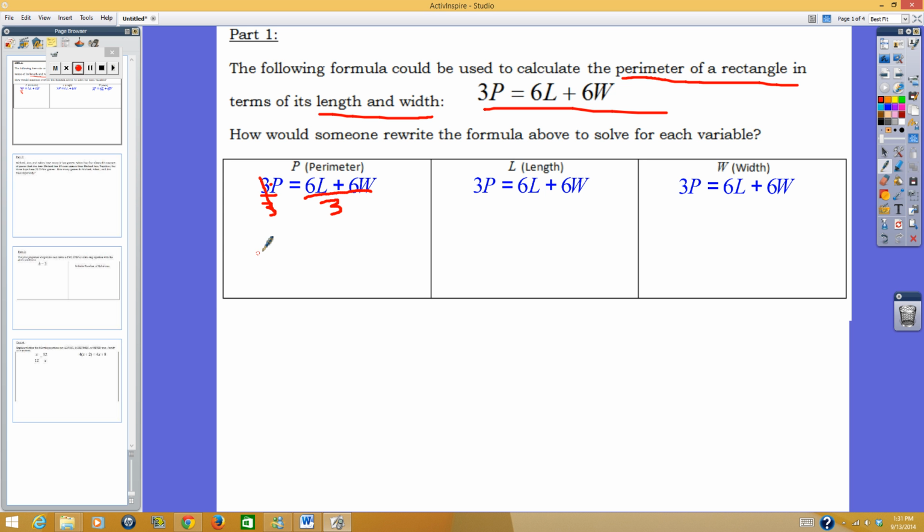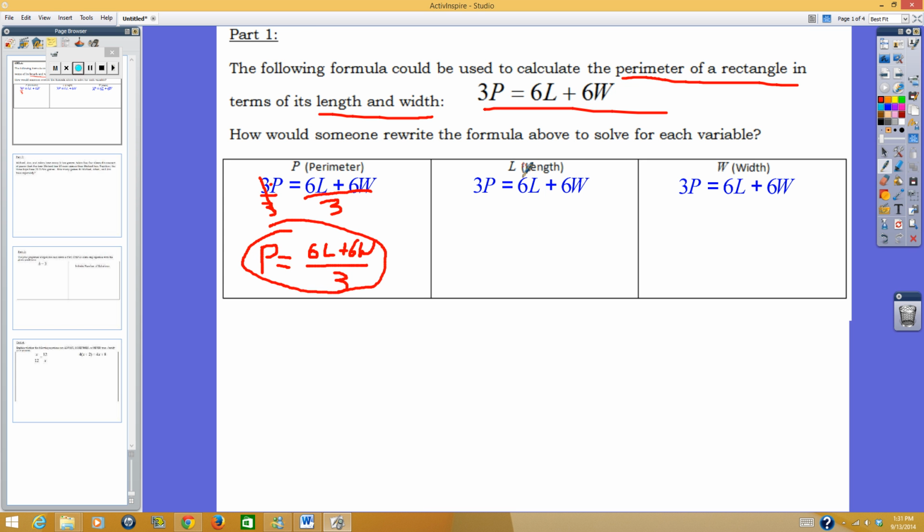These 3's cancel out, and you're left with P equals 6L plus 6W, and that's all over 3. Okay? If you leave it like that, that's fine. You can go further and do 6 divided by 3 and get your 2L, but if you have this on your test, it's going to be okay.